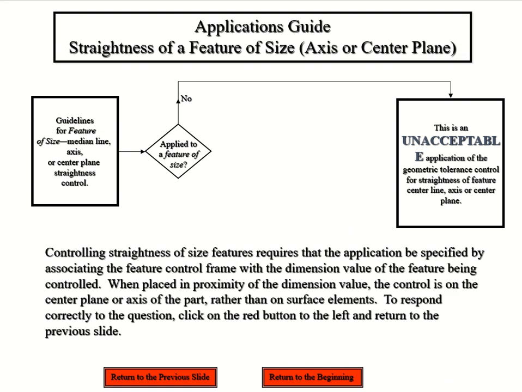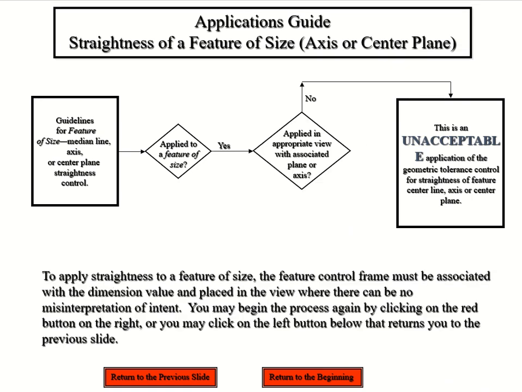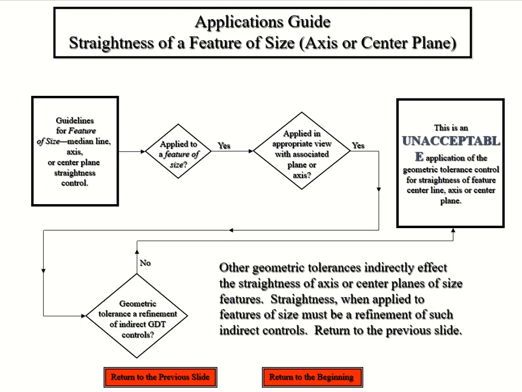If you didn't apply it to the feature of size, that's not right, so fix it. If you didn't apply it to the appropriate view associated with the plane or axis, fix it. Then you look at your geometric tolerance for the refinement, if there are other GDT controls over it. If there is no control over it, then that's unacceptable.